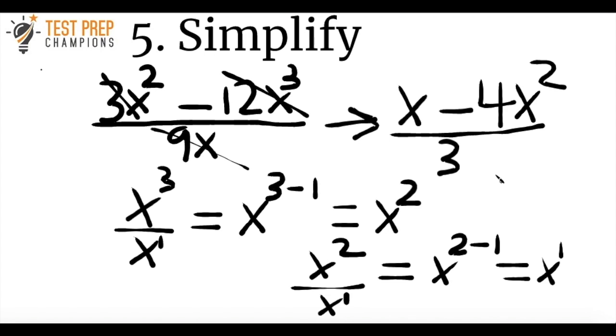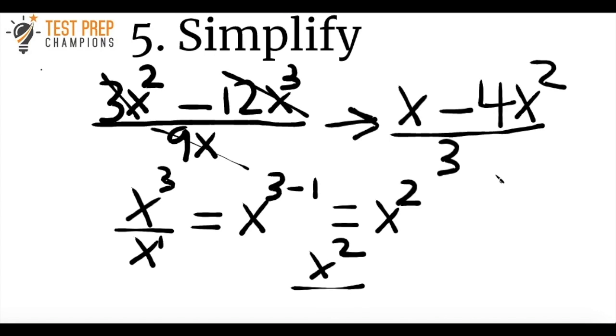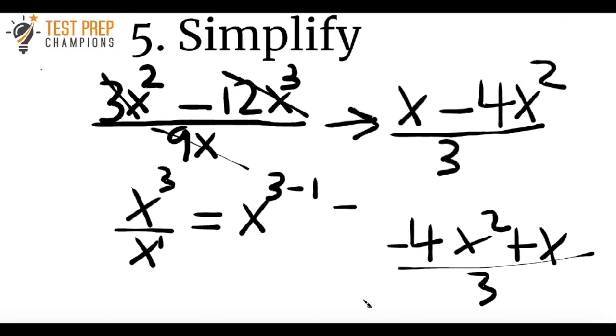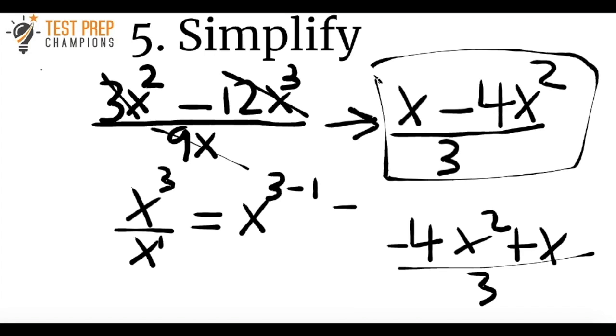You could also write that alternatively as negative 4x squared plus x divided by 3. So if you did this problem and that's what you got, know that both answers are the same exact thing here. But what I'm really looking for is for you just to get this, x minus 4x squared divided by 3 is how you would simplify this question.